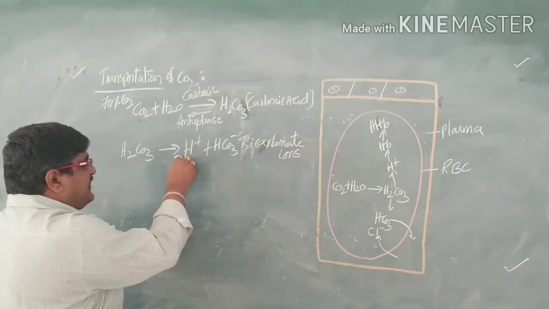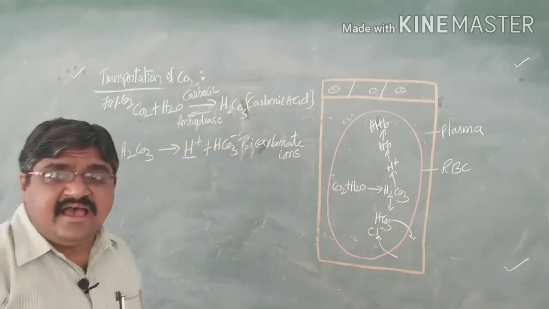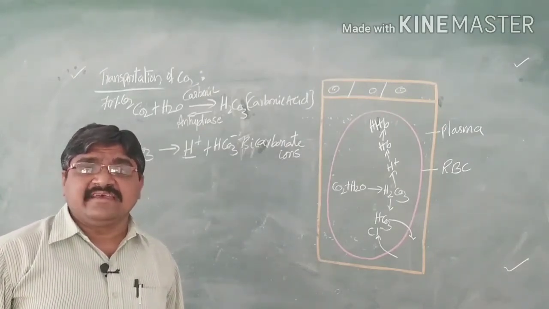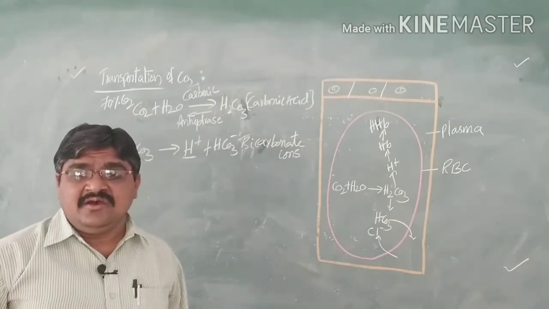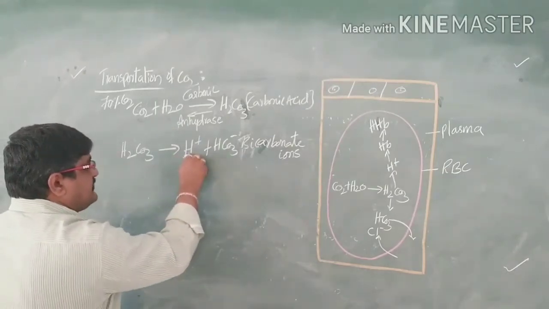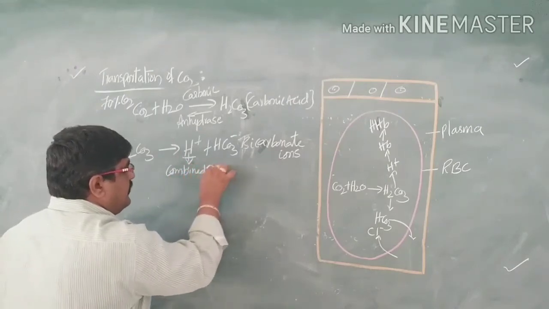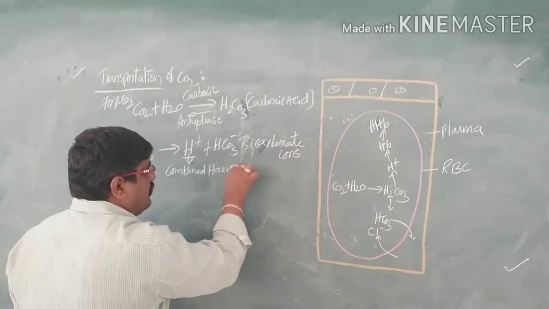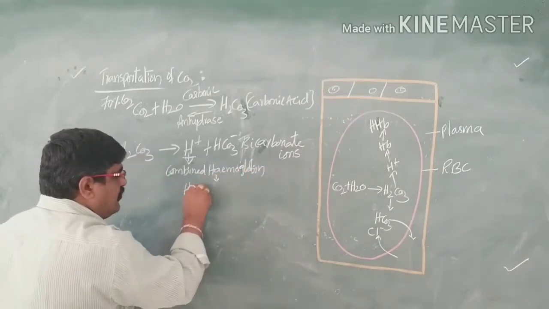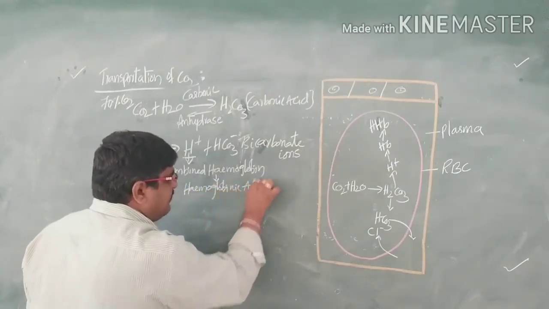But when dissociating, the H plus ions which are produced increase the level of H plus ions. That is harmful for the red blood cells. So to buffer that, H plus ions combine with hemoglobin to form hemoglobinic acid, where it buffers.